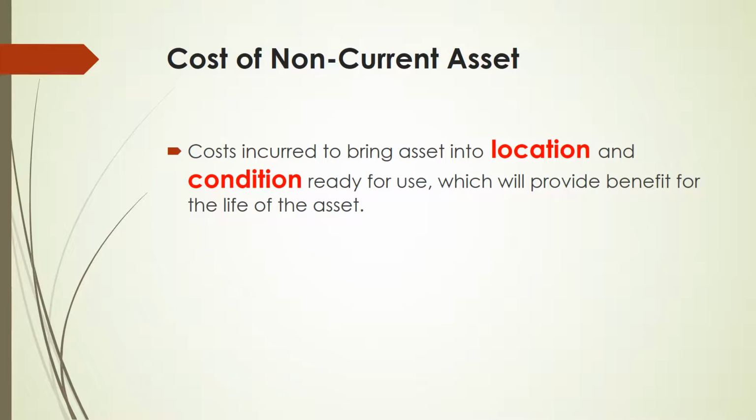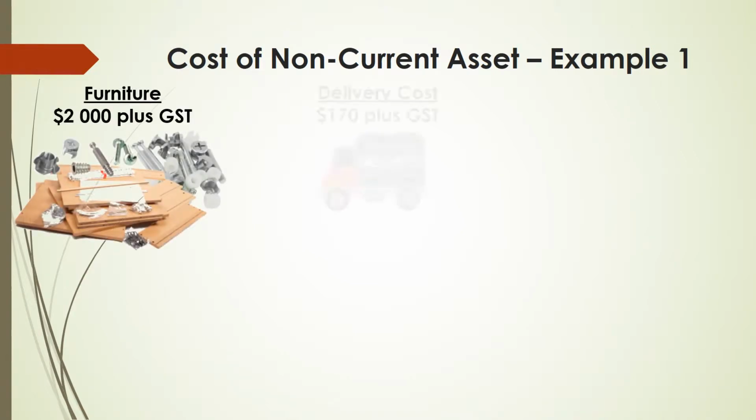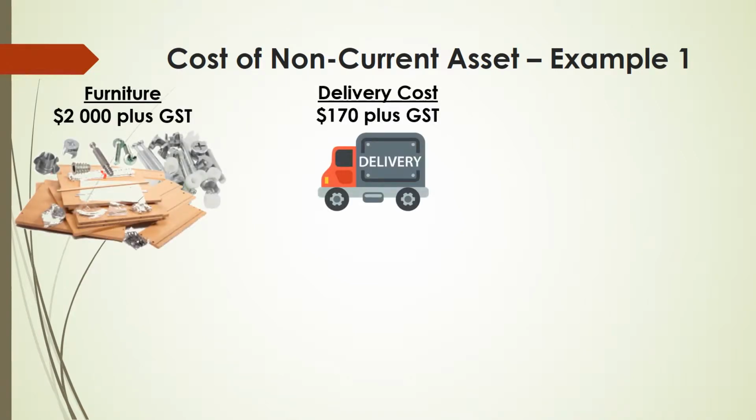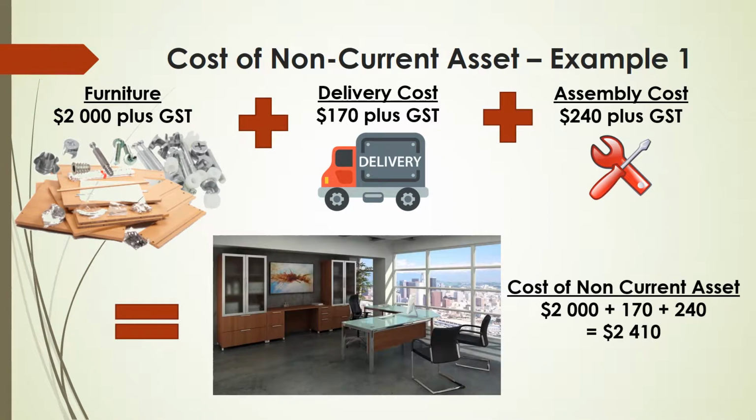Firstly, we need to work out the cost of non-current assets, which are basically the costs that are incurred to bring the asset into location and condition ready for use. So in this example here, we've purchased furniture and we've also incurred delivery cost and assembly cost. Because the delivery cost and assembly costs have been incurred to bring the furniture into location and condition so that the asset is ready for use, we need to add all of these costs up to give us the total cost of non-current asset of $2,410.